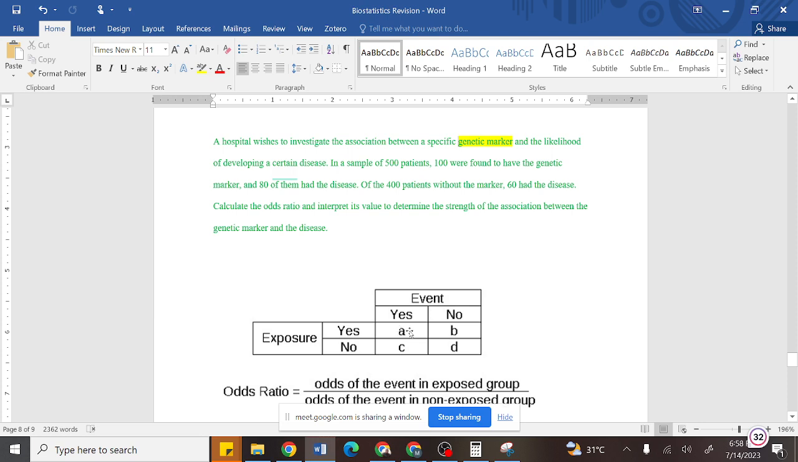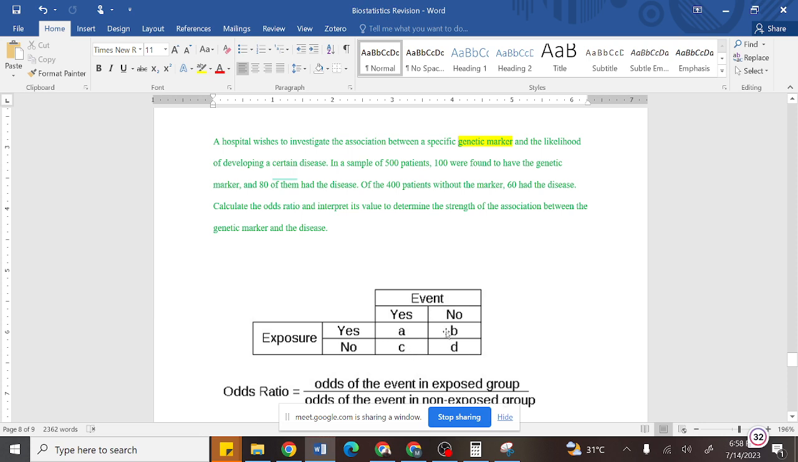You draw that table roughly on whatever you're using. Put the 80 there. And then those who do not have the genetic marker but have the disease, how many are they? This is C. They do not have the genetic marker but have the disease. How many are they? They are 60.